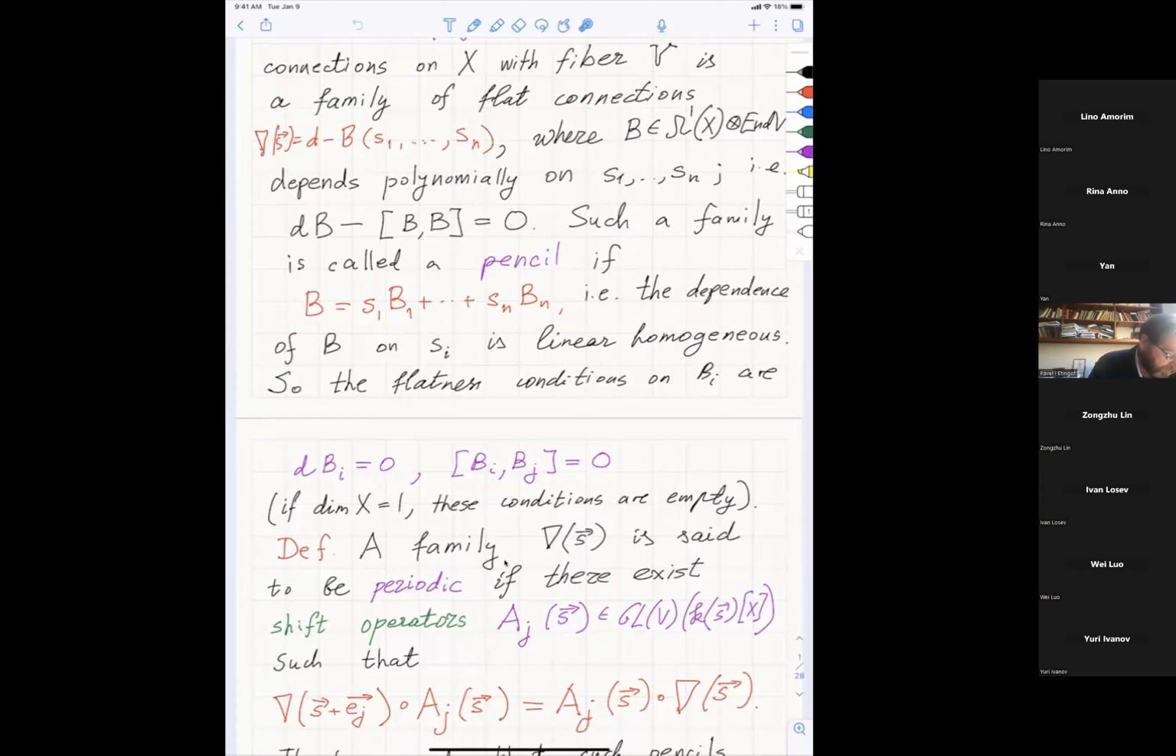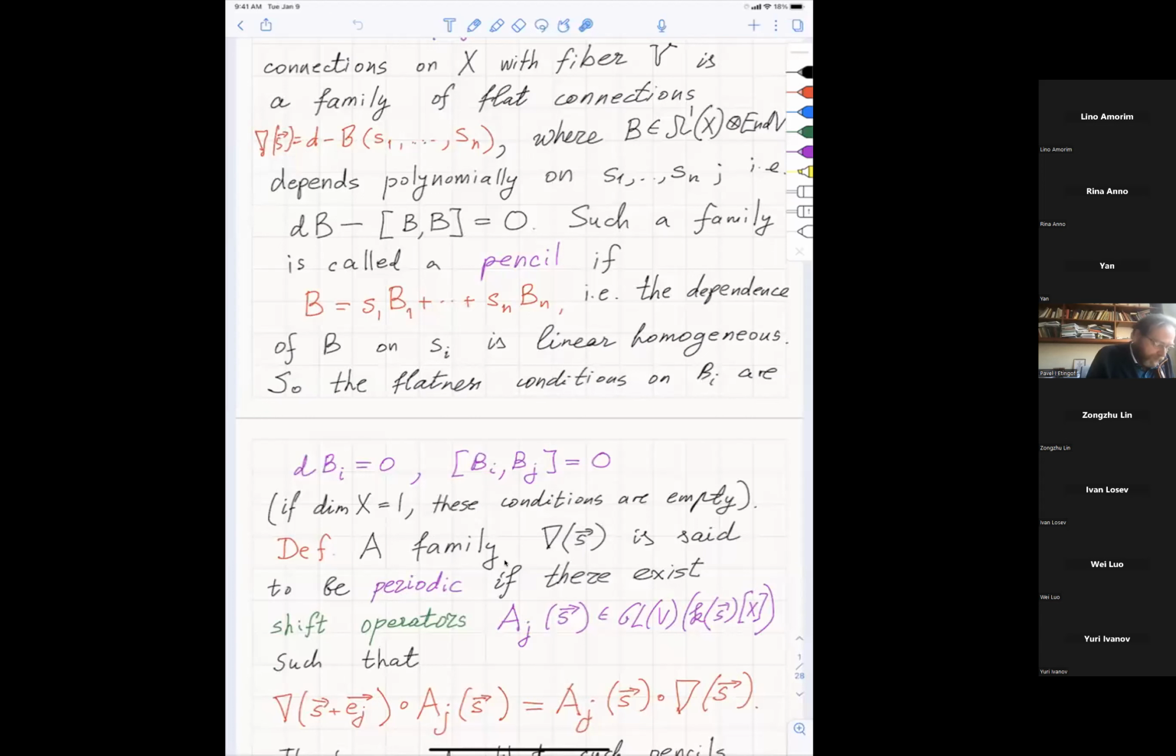So what do I want to say? Yeah, that's right. Sorry, the Bi do not need to commute. The Bi are one-forms, and therefore the commutator of Bi with Bj is a two-form on a one-dimensional variety. It is 0 even if the matrices don't commute. So still the condition is empty.